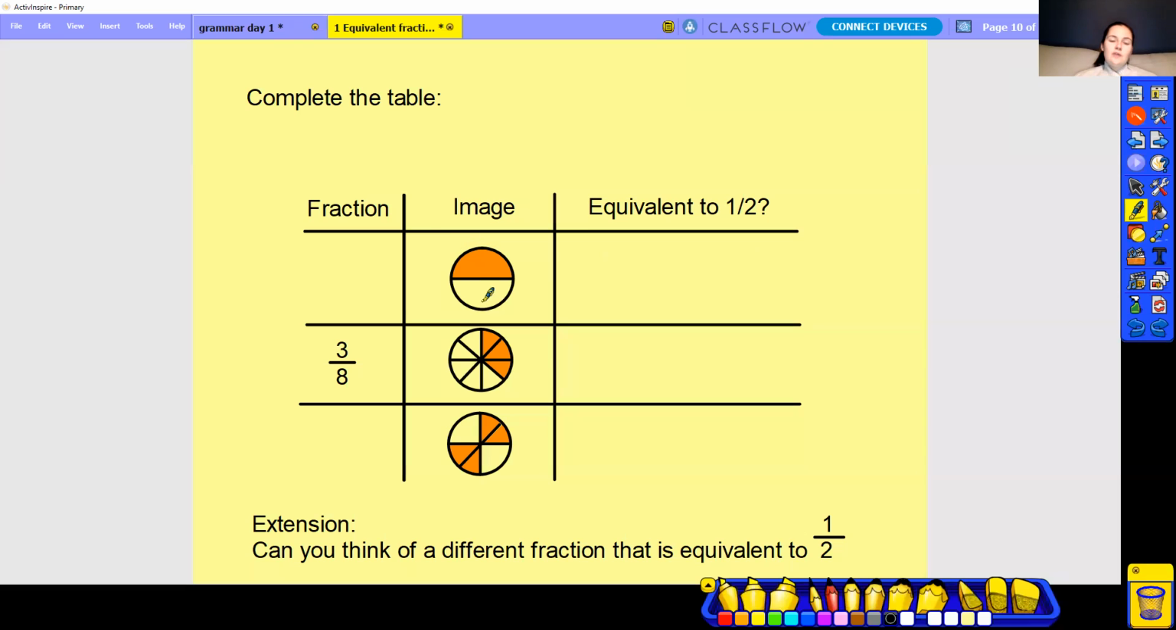So this fraction here, you've got 2 pieces, which means it is 1/2. Is that equivalent to a half? Well, yes, because it is a half.